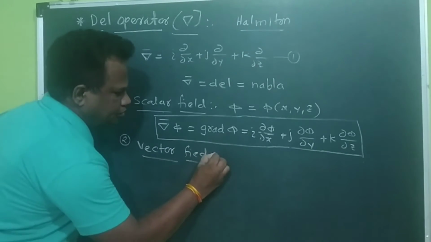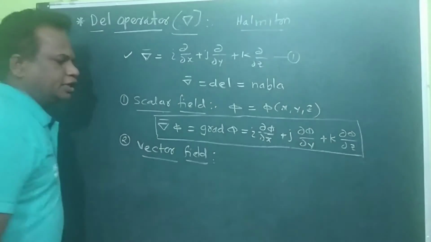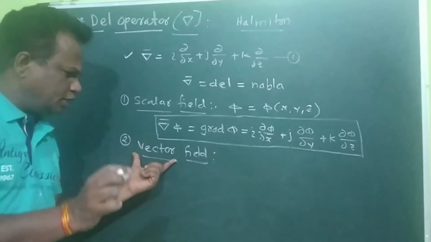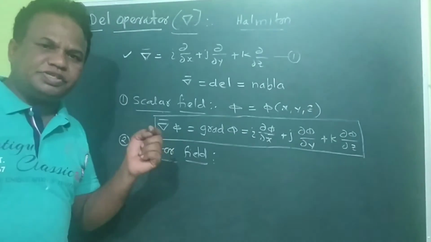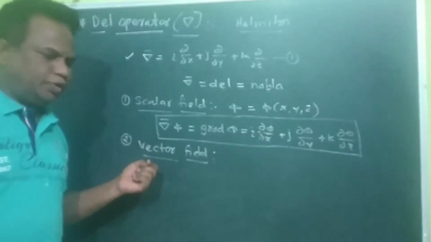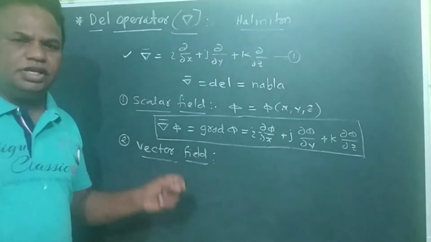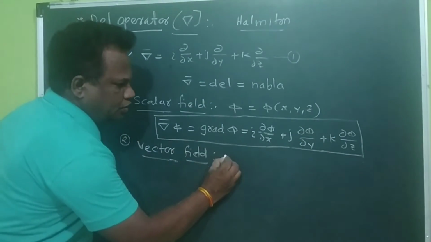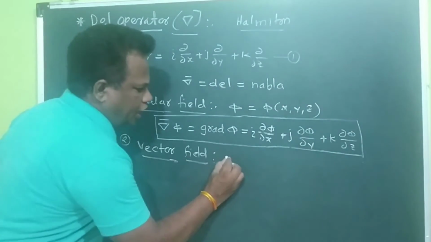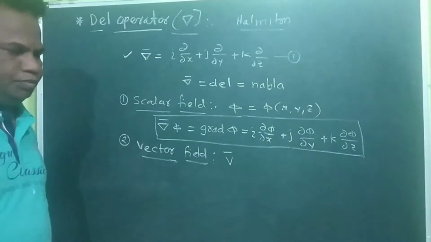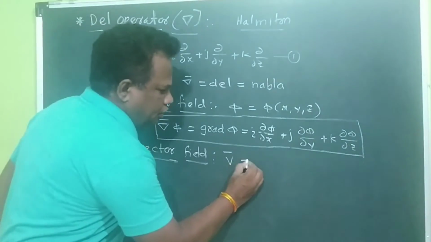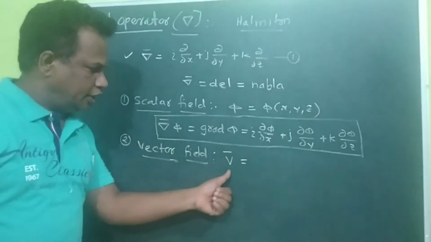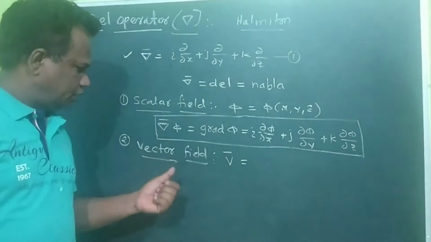Now we are going to operate this del operator on a vector field. What is a vector field? It is a vector quantity, that means for its complete explanation it needs magnitude as well as direction. So a vector field is nothing but a vector quantity. You can suppose that V bar is a vector field. We know that A bar is a vector, B bar is a vector. Similarly, V bar is one of the vectors or vector field.